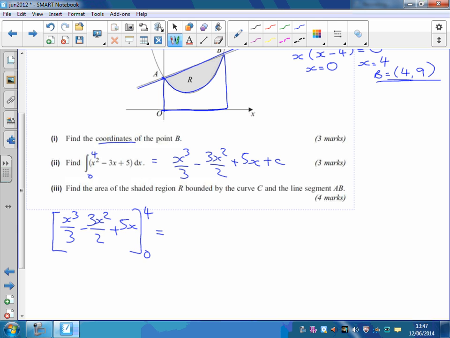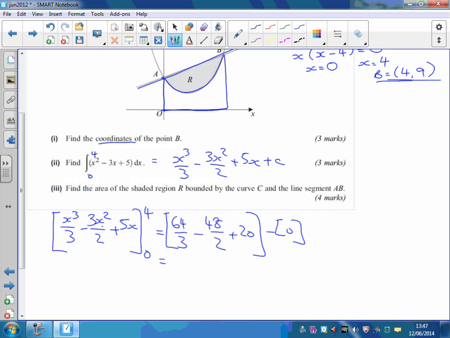And throwing the 4 in, that's giving us 64. You do need to know what 4 cubed is. Minus 4 squared is 16. 16 times 3 is 48. And we've got 20 there as well. That's putting the 4 in. Putting the 0 in is just going to be 0. So that's not too much of a problem.